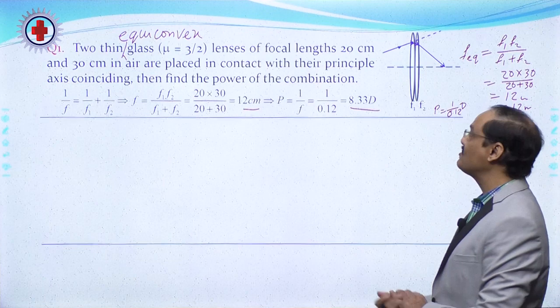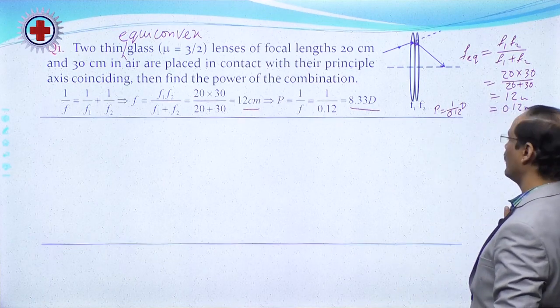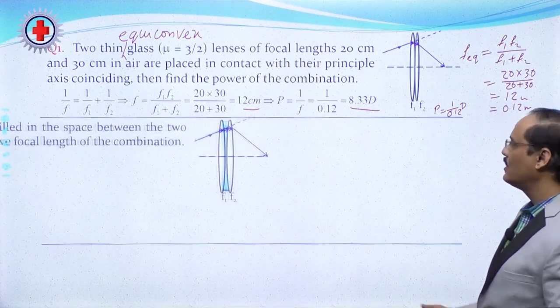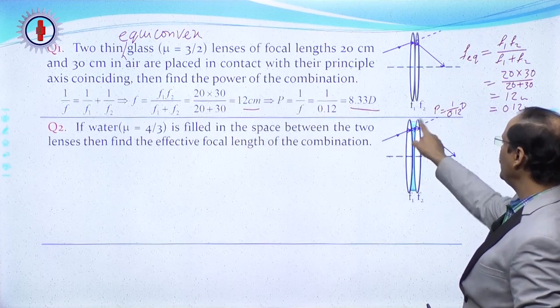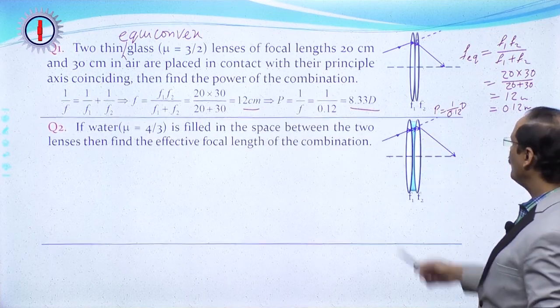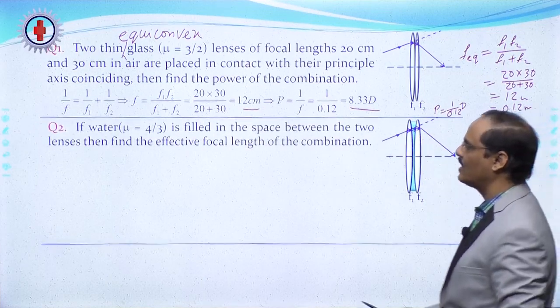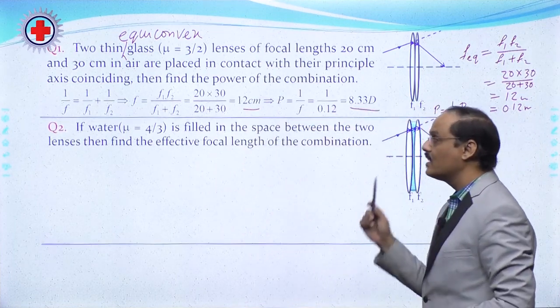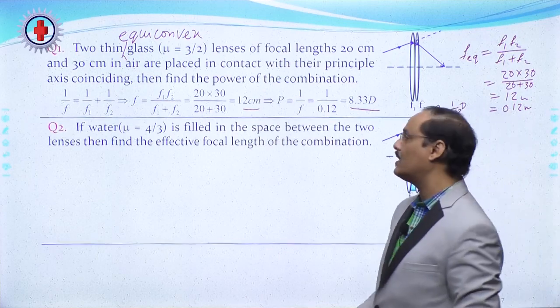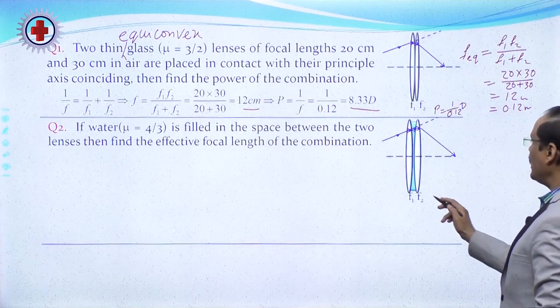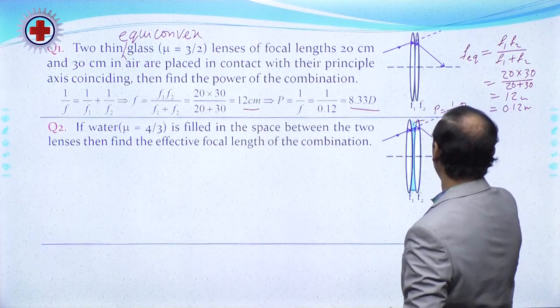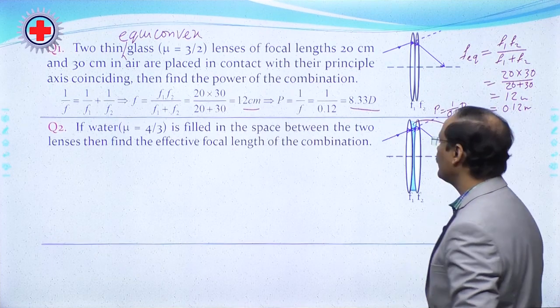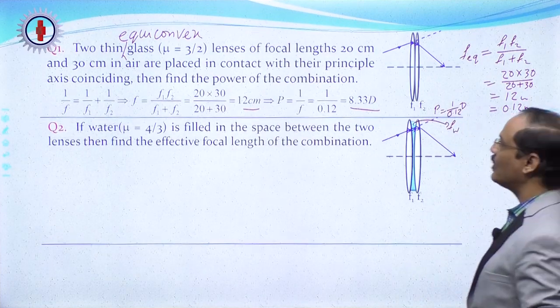Now, we make certain changes in this combination. What we do? We put a bit of water between the lenses. Now, if water is filled in the space between the two lenses, then find the effective focal length of the combination. So, between F1 and F2 I have one more lens and that is a water lens. Now, the common surrounding is air.